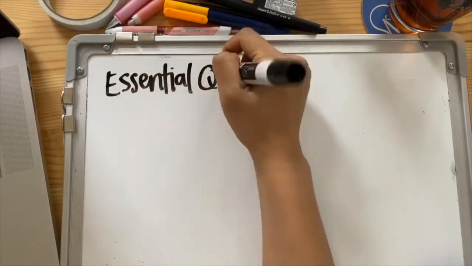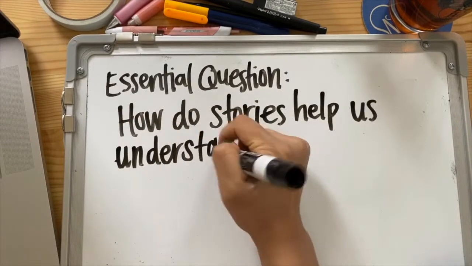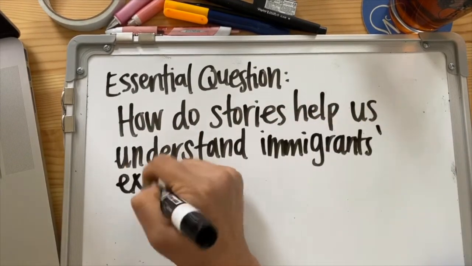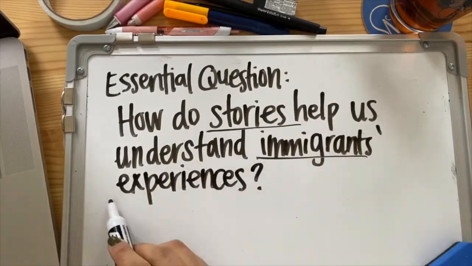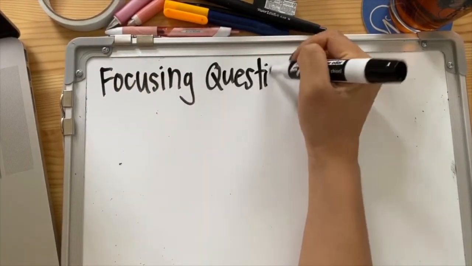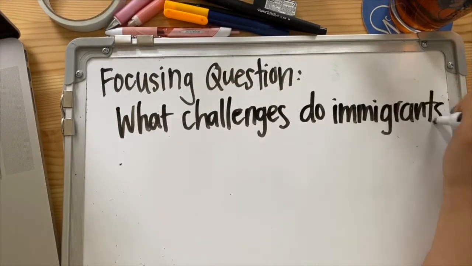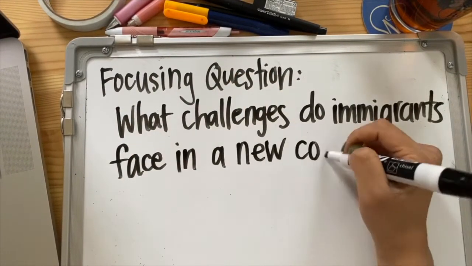All right, so our essential question for Module 3 is how do stories help us understand immigrants' experiences? This is the question I want us to keep in mind as we continue with Module 3. Now, our focusing question for the next couple of lessons is going to be what challenges do immigrants face in a new country?